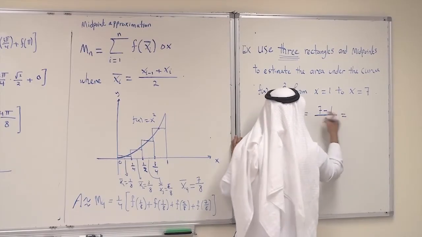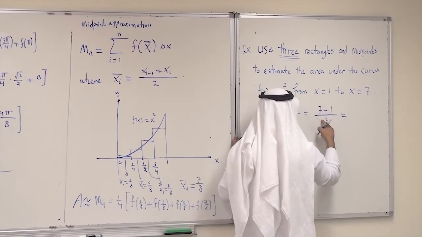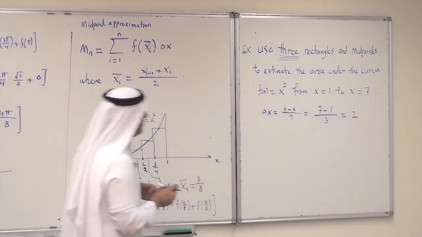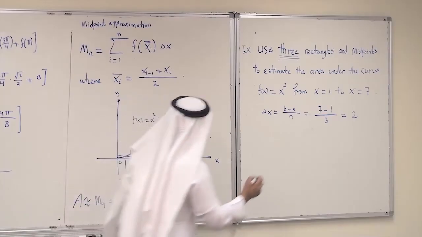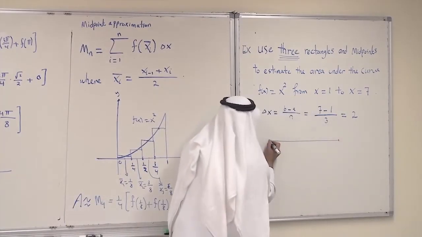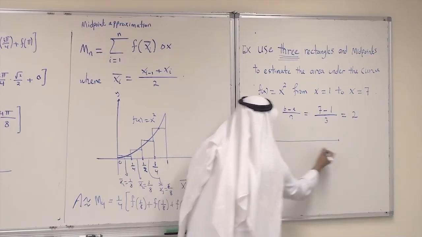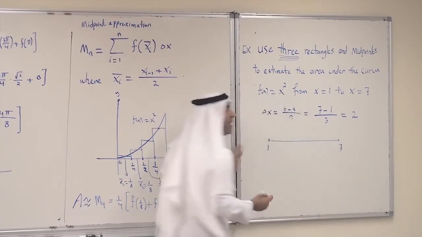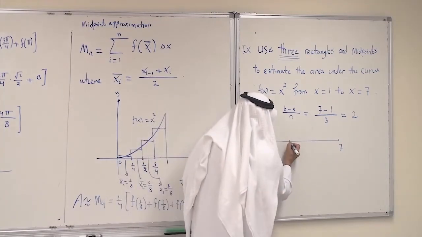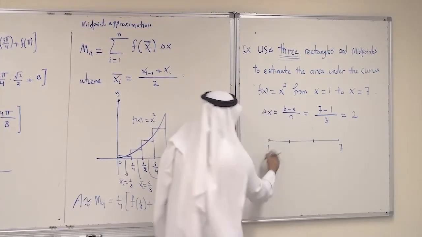So this is equal to 7 minus 1 is equal to 6, divide by 3, this will be the width of each sub-rectangle, which is equal to 2. Now what I need to do, I need to choose my sample points. So I go to the interval, which is from 1 to 7. I need to divide it into 3 equal sub-intervals. So let us say this is 1. This is another one. I need to find these points.